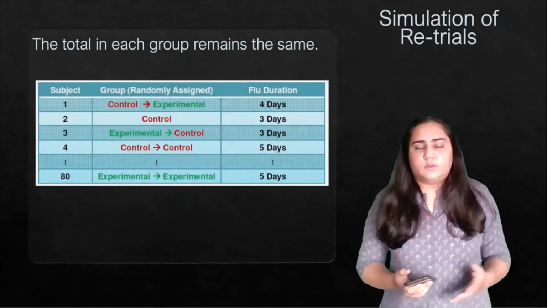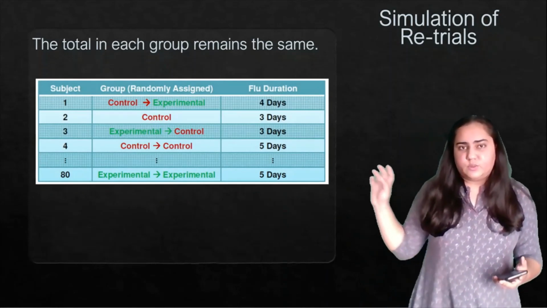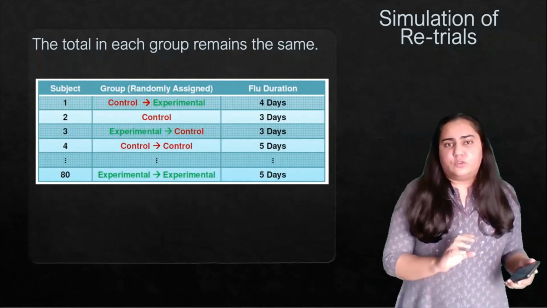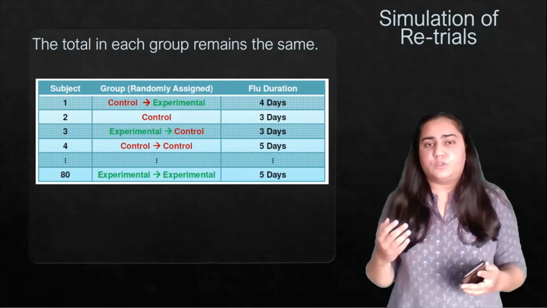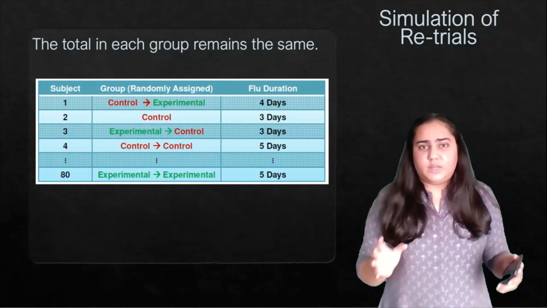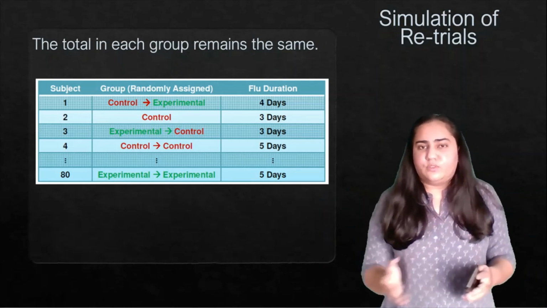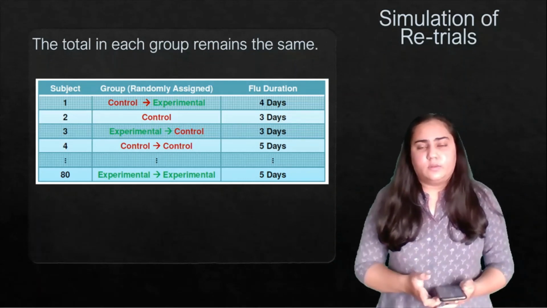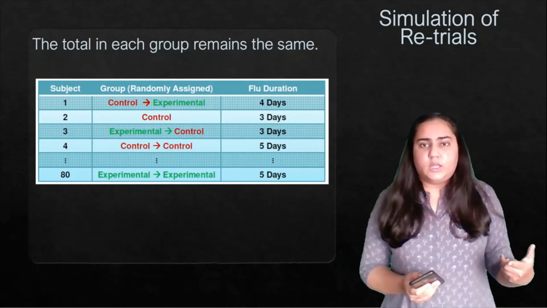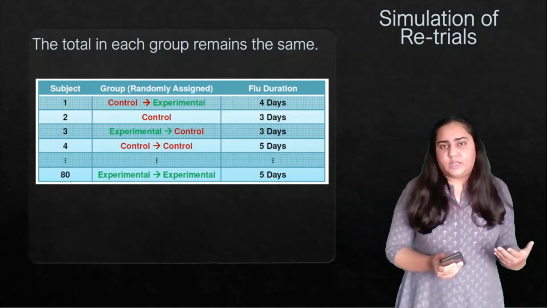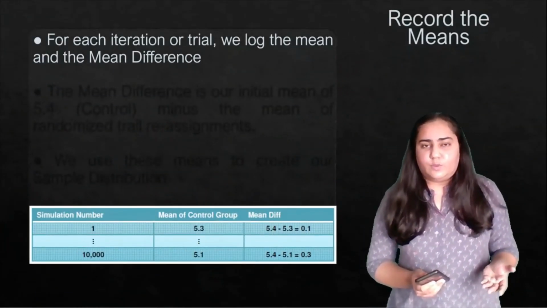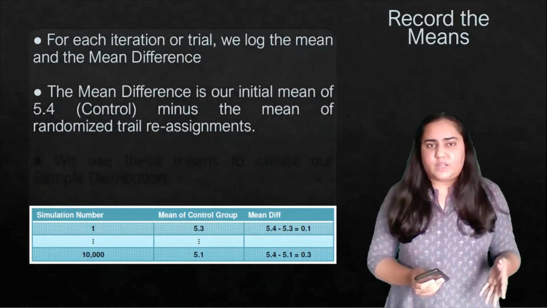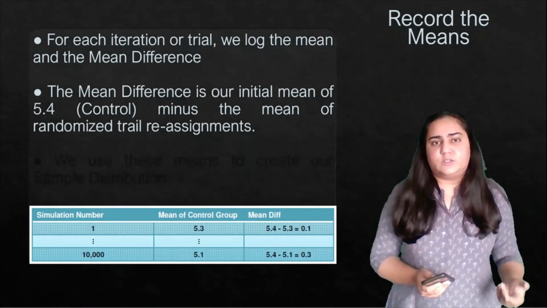So this is what we have done. The first volunteer we have shifted from control to experiment, and the third one we have shifted from experiment to control, and so on. So we are randomly going to just move the data points from one group to another. And then we will run the experiment again. We'll try to calculate the mean values again. And once we have calculated the means, then we will record those means. We'll record the average mean values for all these simulations that we are running.